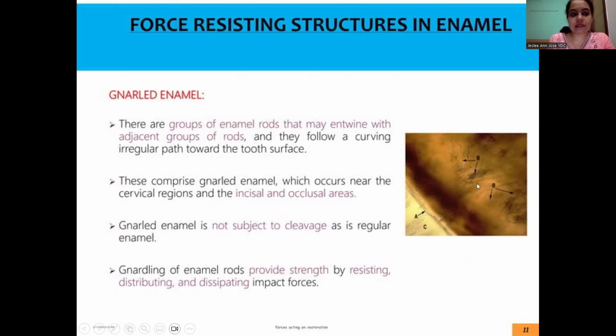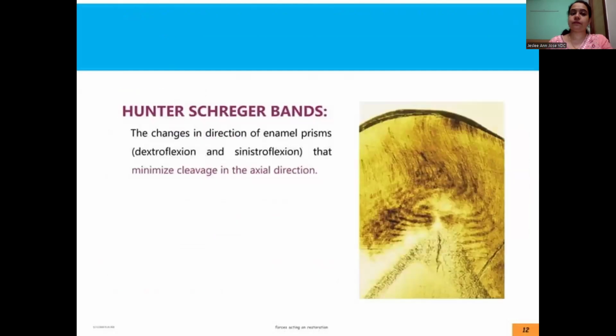They are found entwined within themselves. These comprise enamel rods with gnarled enamel, which occurs near the cervical region and the incisal and occlusal areas. Gnarled enamel is not subject to cleavage as it is hard, so it is tough for fracture. Gnarling of the enamel rods provides strength by resisting, distributing and dissipating the occlusal forces.